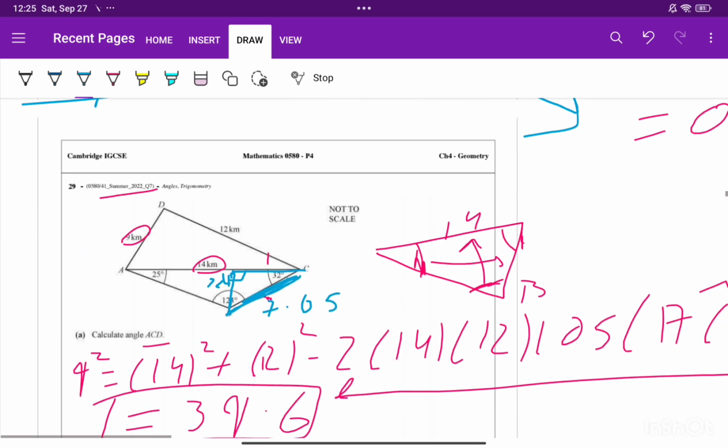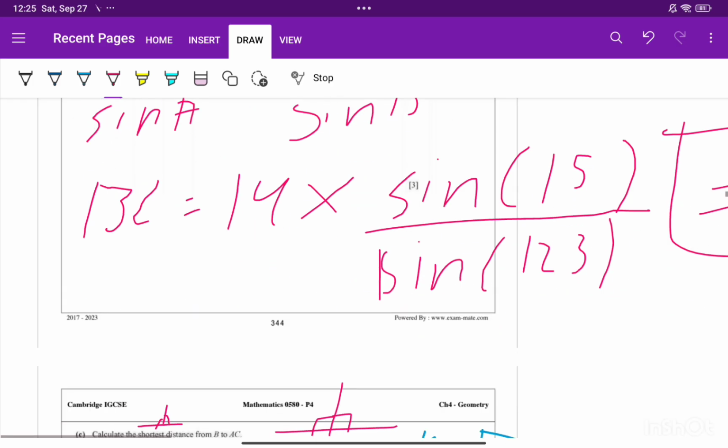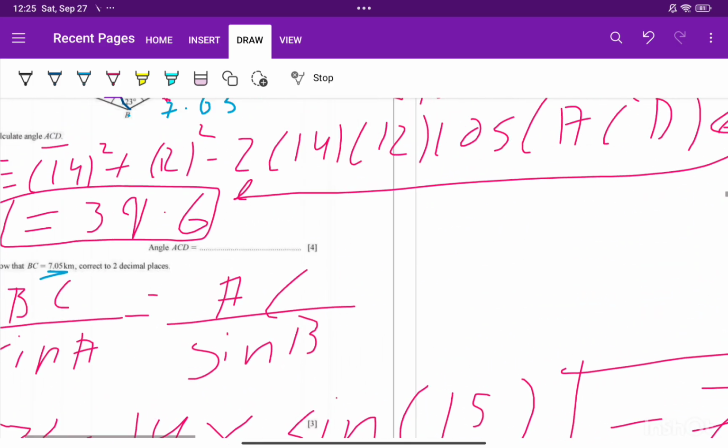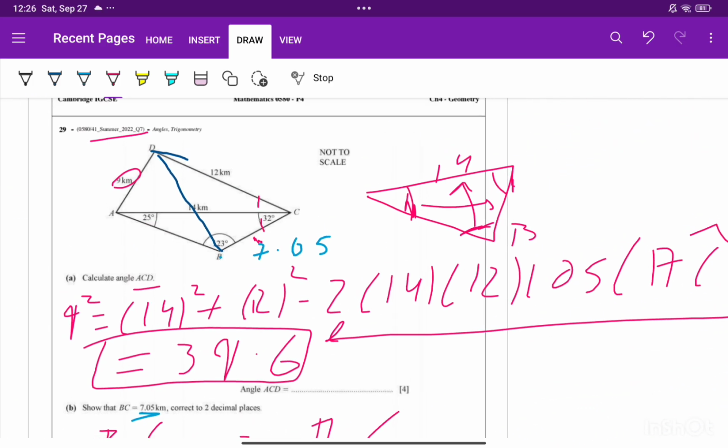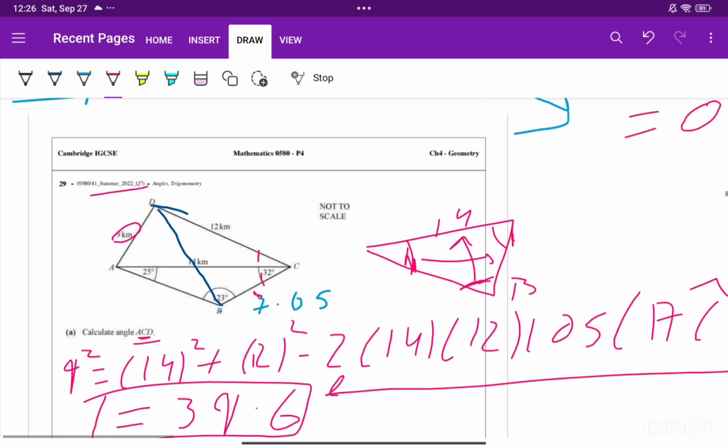Calculate the length of the straight line BD. Let me draw this straight line. So this will be something like this. This is again becoming a triangle. We know this 32. Did we find BC? DCA. Oh, we know ACD. We found over here 39.6.